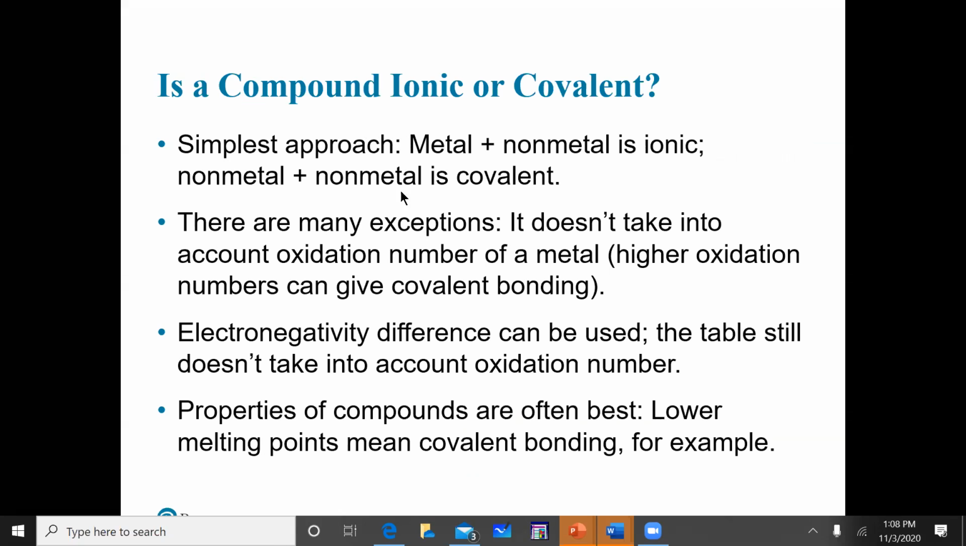So is a compound ionic or covalent? The simplest approach is just to determine, is it a metal and a non-metal? Then you're going to say it's ionic because they're transferring electrons. Two nonmetals are going to be covalent because they're both greedy for electrons. They're going to share electrons. There are exceptions to this rule, obviously, but that's the general rule of thumb.